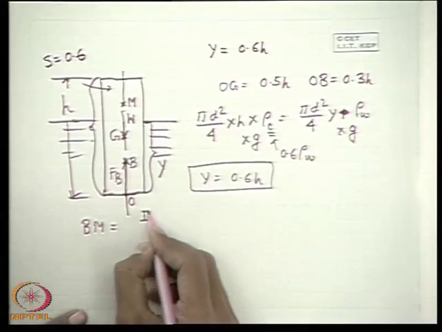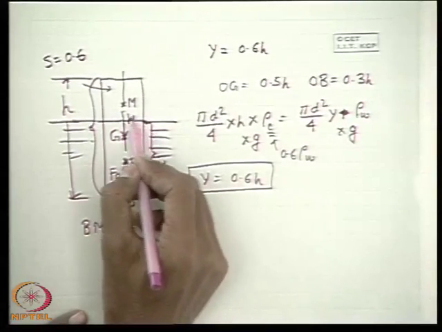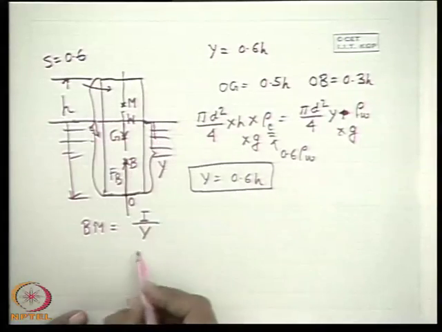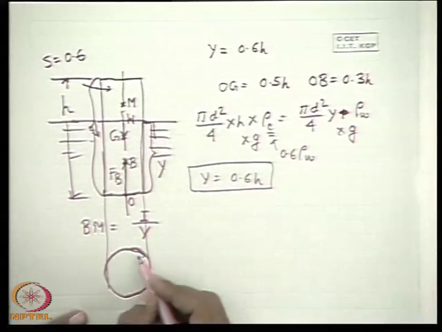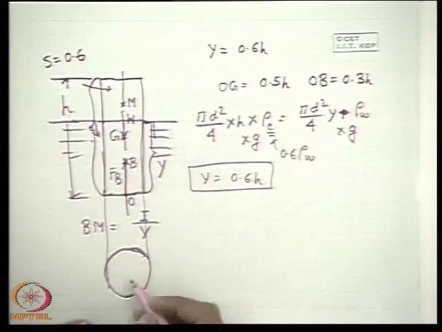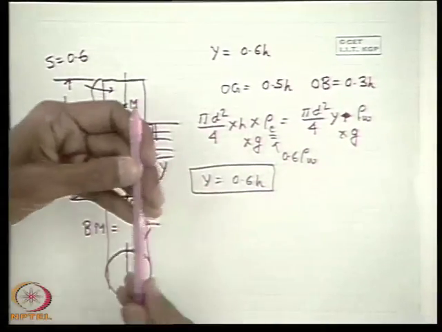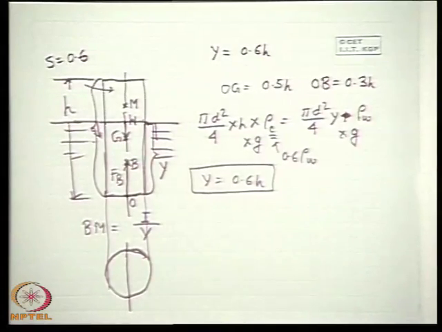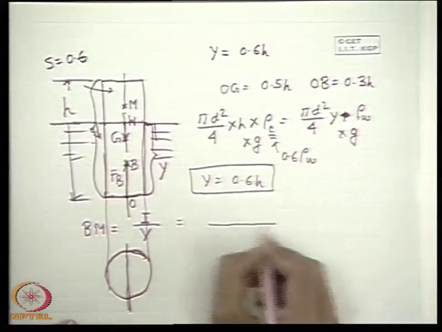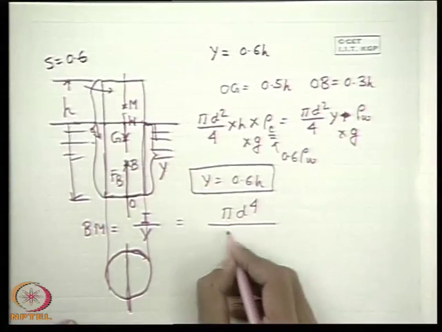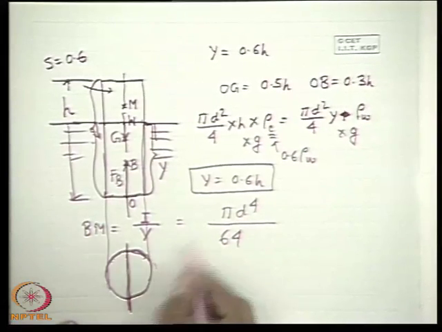We know BM is I by V. What is the concept of I? I is the second moment of area of the plane of flotation. If I take a sectional view, I will see a circle, the circular cross section. We have to take the moment of area of this circle about the axis in the plane of flotation. About this axis, what is the moment of area I? I is equal to pi d to the power 4 by 64, the moment of area of this circular area of diameter d.